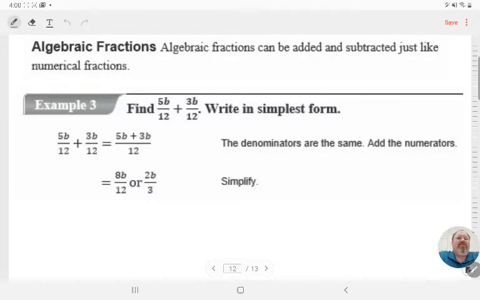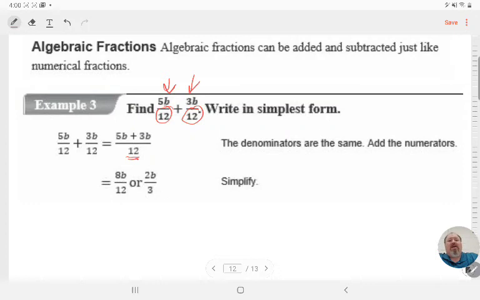Now let's look at algebraic fractions, sorry. Algebraic fractions can be added and subtracted just like numerical fractions. So it says to find 5b over 12 plus 3b over 12. Well, they both have a 12 in the denominator, so I can add those. And 5b and 3b are like terms, so I can add those. So I keep the denominator of 12, and the numerator, 5b plus 3b, we add the coefficients and keep the variable. 5 plus 3 is 8, keep the variable of b, we have 8b over 12.